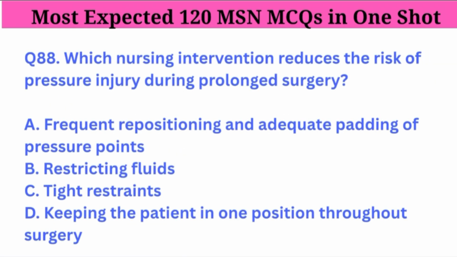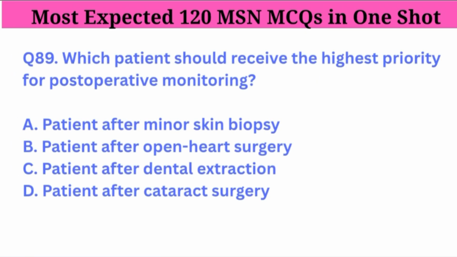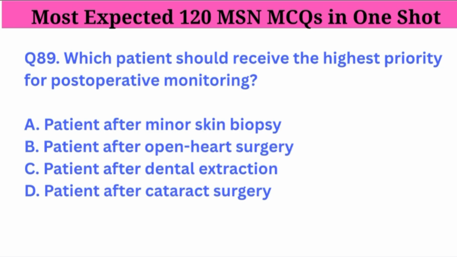Which nursing intervention reduces the risk of pressure injury during prolonged surgery? Your correct option is option A. Frequent repositioning and adequate padding of pressure joints. Which patient should receive the highest priority for post-operative monitoring? Your correct answer is option B. Patient after open heart surgery.